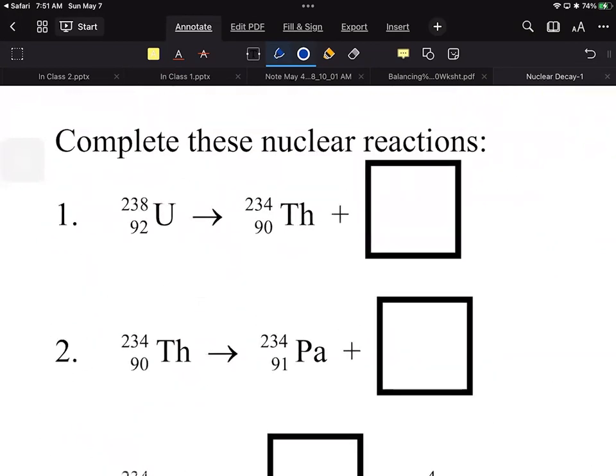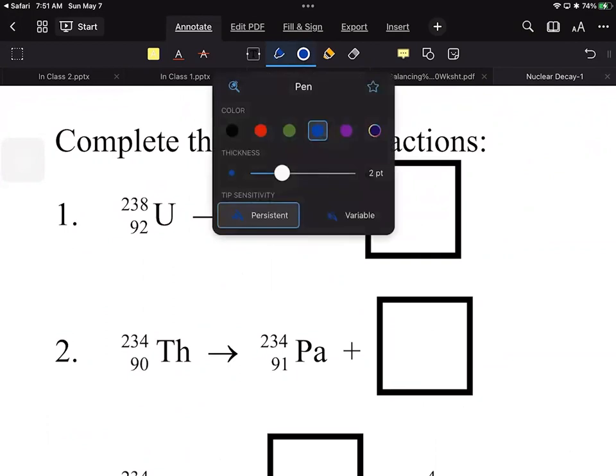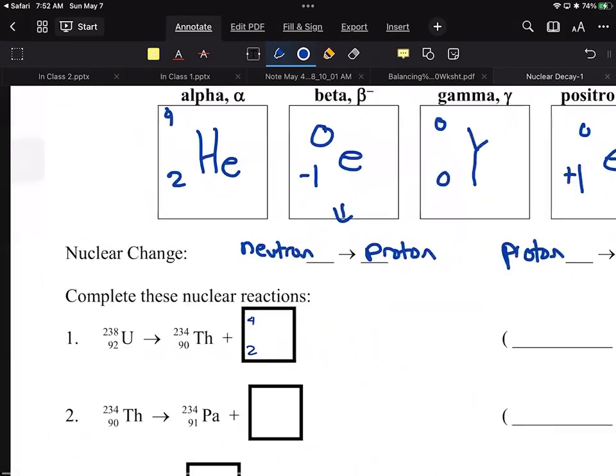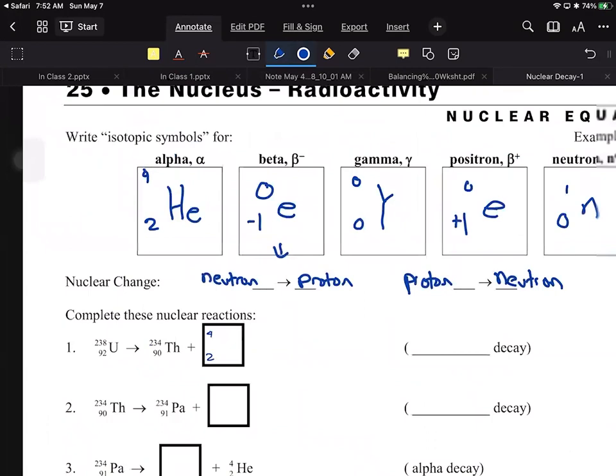All right. Complete these nuclear charges. The first thing I like to do is to look at these numbers and see what's missing. For the first one, it's 238 goes into 234. So 234 plus what equals 238, and that'll be 4. Then the bottom, 92 to 90. 90 plus what equals 92? That will be 2. And this isotope particle will be helium.